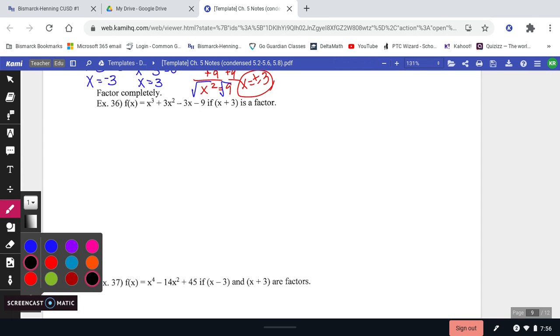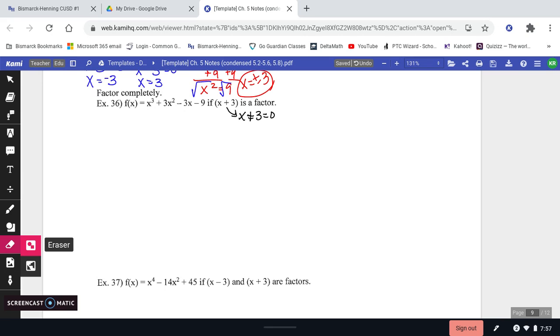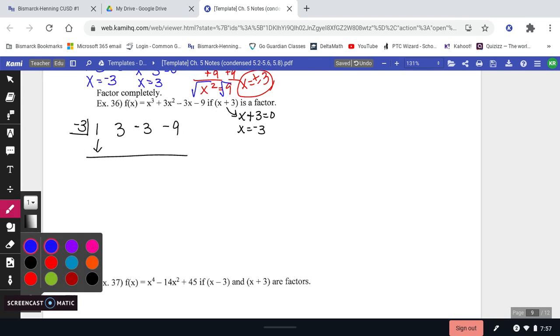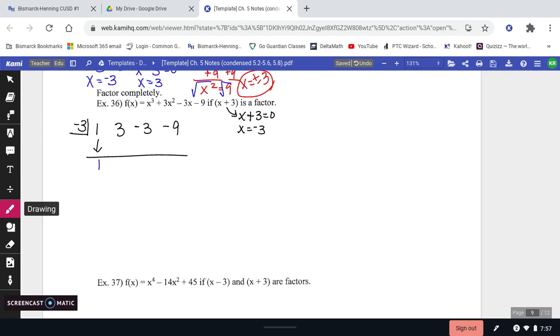So if x plus 3 is a factor, set it equal to 0, and then solve it, and you would get x would be a negative 3. Okay, so negative 3 goes in your box. You're using your coefficients. So it's going to be a 1, 3, negative 3, negative 9. Okay, again, we are told that this is a factor. So when we finish our synthetic division, we should get 0 at the end.